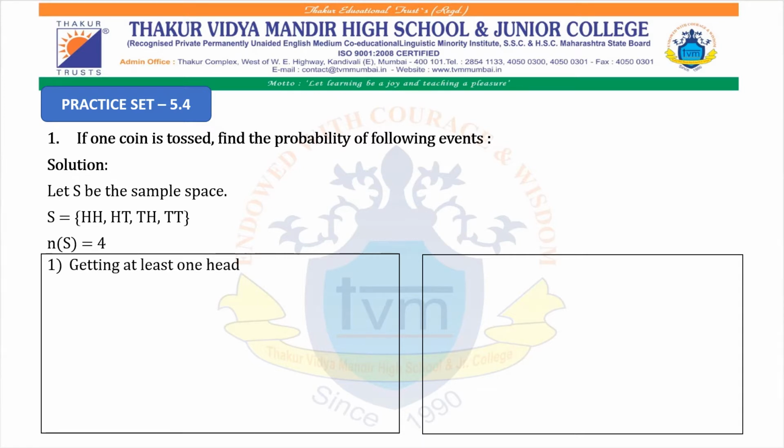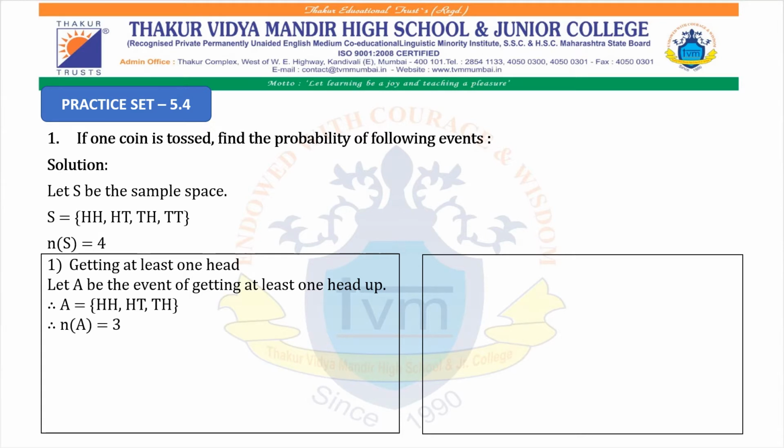First, getting at least one head. Let A be the event of getting at least one head. Therefore, A = {HH, HT, TH}. Therefore, n(A) = 3. Therefore, P(A) = n(A) upon n(S). Therefore, P(A) = 3 upon 4.